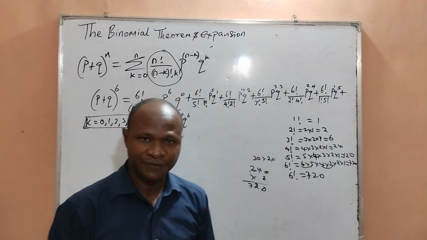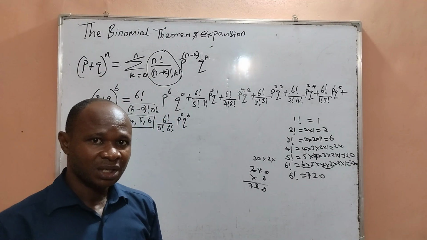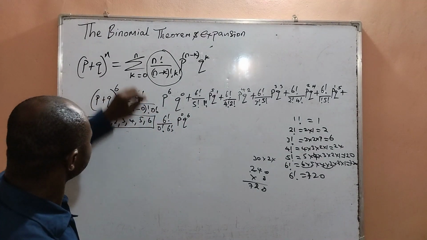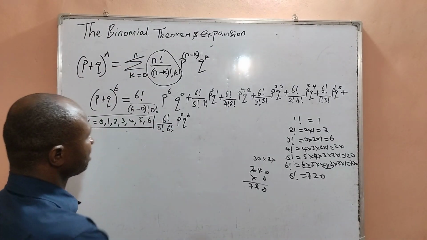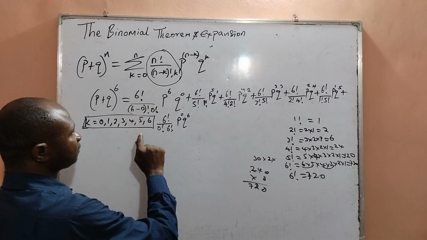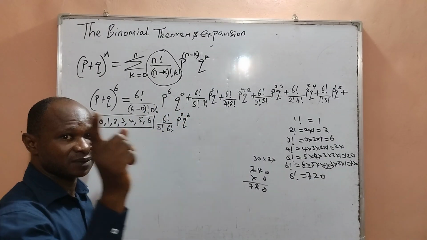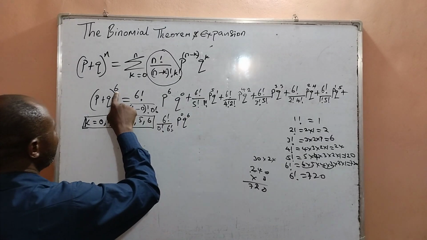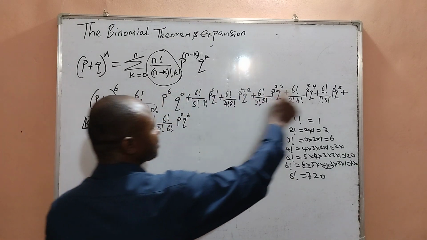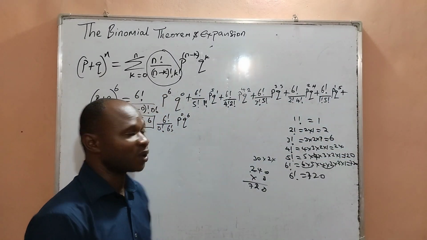Now I want to explain what I have done. I just want you to pay attention. Don't get off it. Notice with me that the value of the power of p started from the highest value, which is the value of n, and it decreases as it progresses. What does it mean?